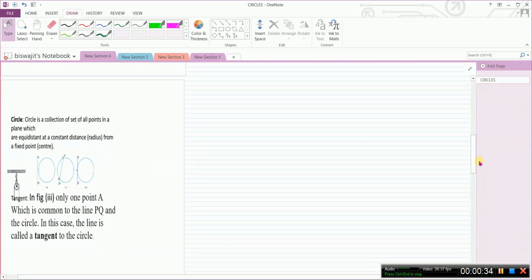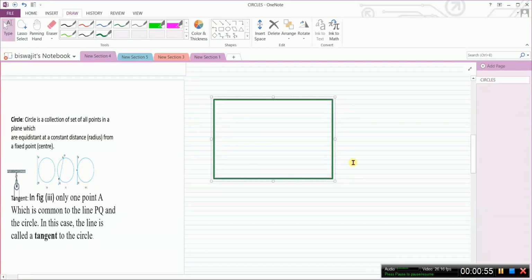Now, what is called a circle? A circle is a collection, a set of all points in a plane which are at a constant distance from a fixed point. This is the definition of the circle. But what is the meaning of the definition? I am trying to explain that to you. First, consider a confined plane.